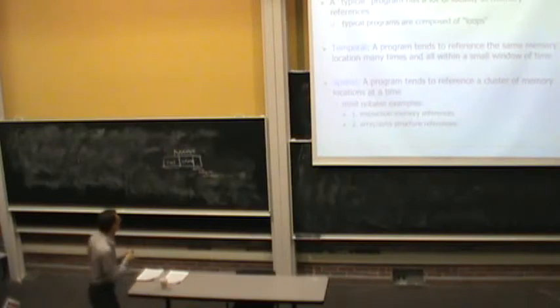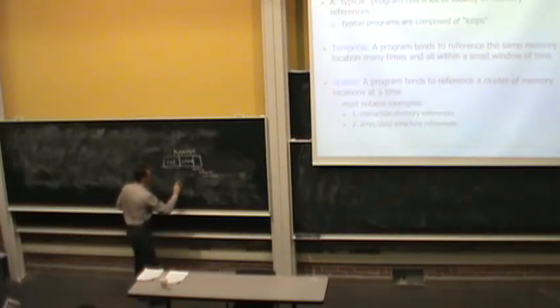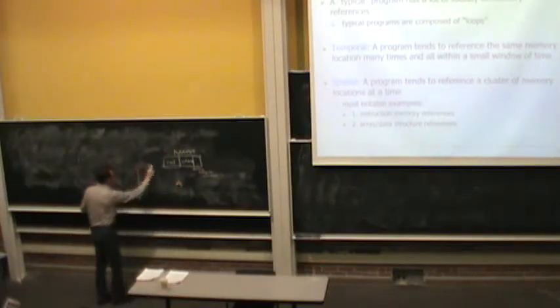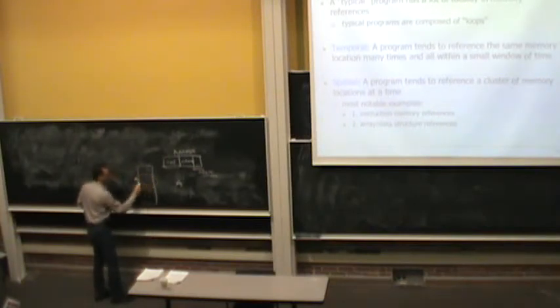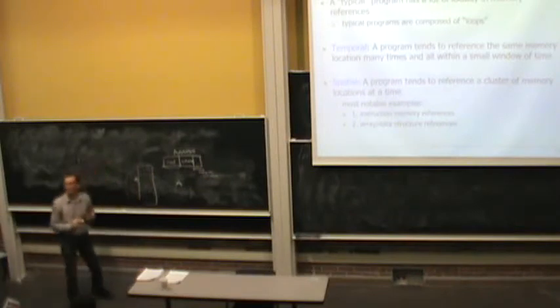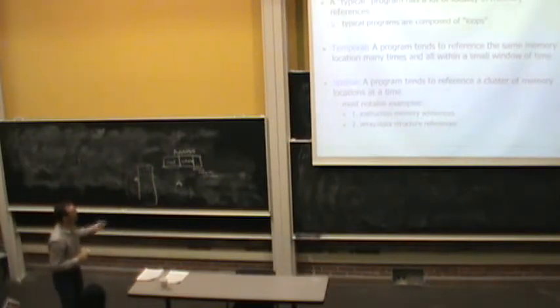So if you referenced memory location A, well, if you look at memory like this, memory location A, it's likely that you're going to reference something around it soon. That's the idea of spatial locality.